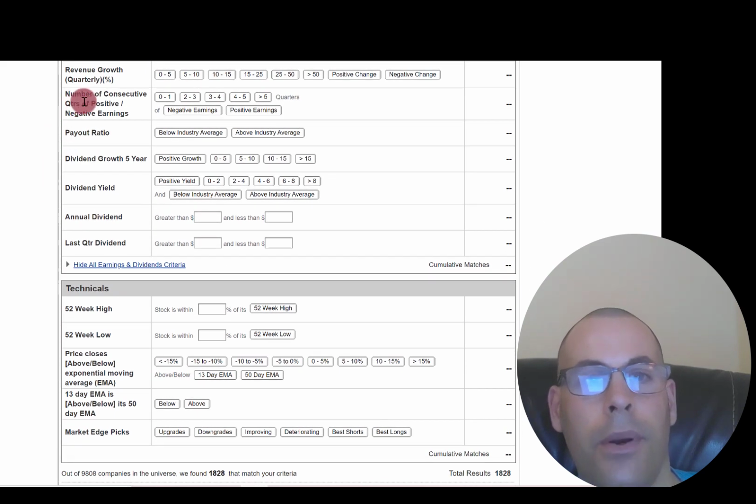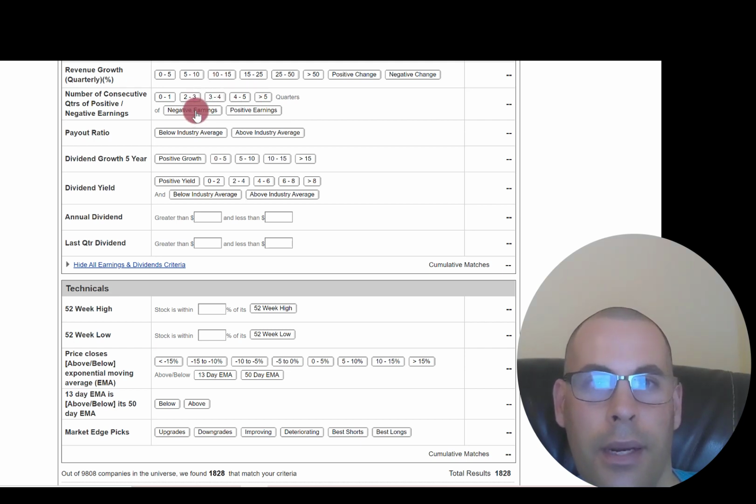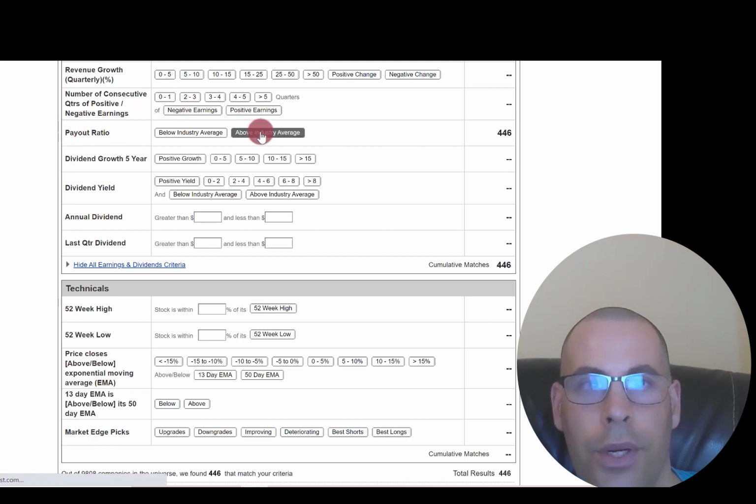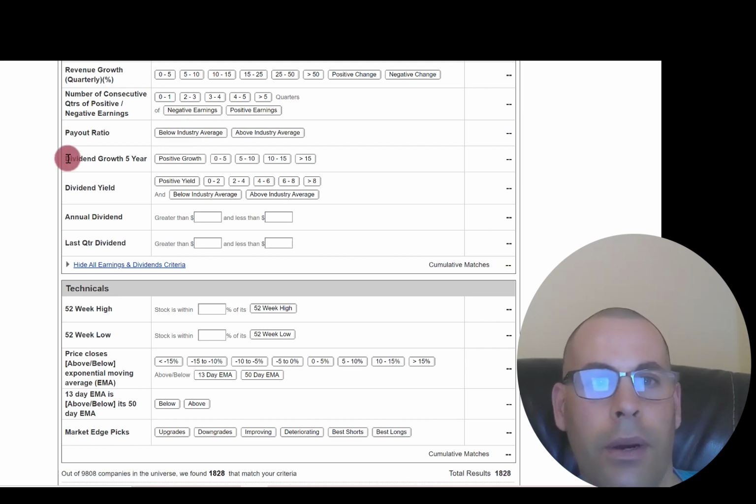You could look at number of consecutive quarters of positive or negative earnings. If you only want to invest in companies with positive earnings, you can do that. Or if you want to invest in companies with negative earnings because you think they're going to turn things around, you can do that as well. Payout ratio is dividends over net income. If you only want to invest in companies that pay out a lot of their earnings as dividends, you could do above the industry average, or you can do below the average. Dividend growth, if you like to invest in companies that have growing dividends, you can do that as well.